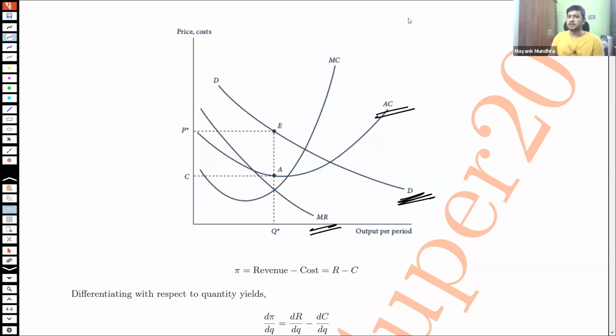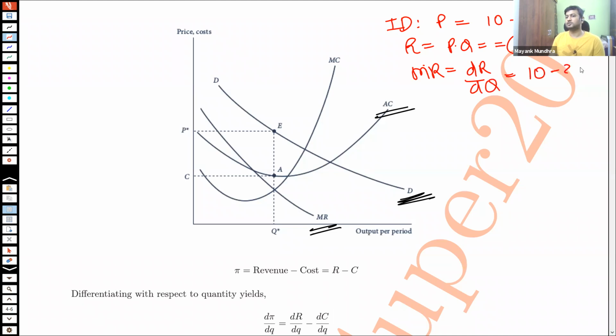So how do you get the marginal revenue curve from the demand curve? Suppose demand is quantity equals 10 minus P. So revenue for any quantity would be P into Q. Okay, so the inverse demand function is, let's say, price equals 10 minus Q. So the revenue becomes price into quantity, which is (10 minus Q) into Q. So marginal revenue becomes dR by dQ, which is equal to 10 minus 2Q, right? So if 10 minus Q was my demand function, then 10 minus 2Q is my marginal revenue function.